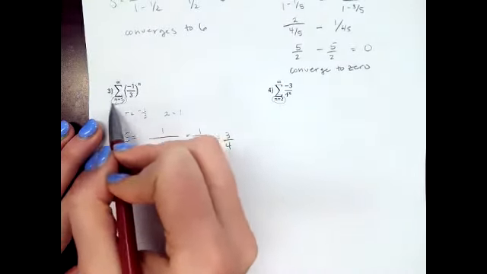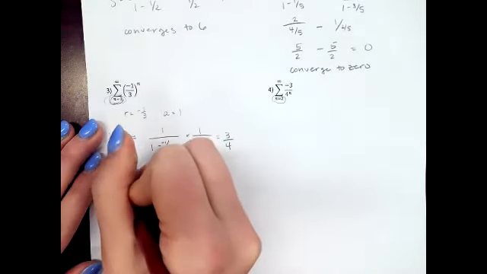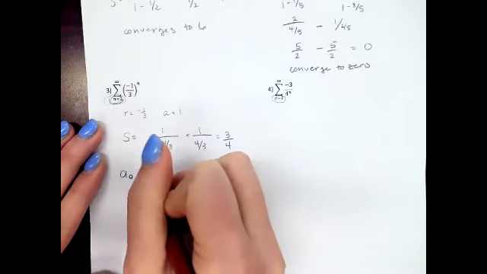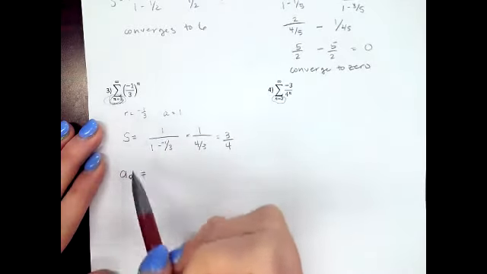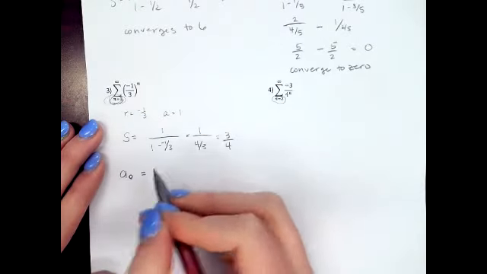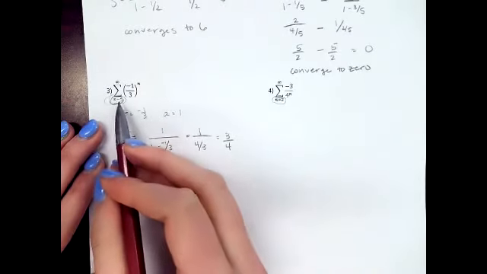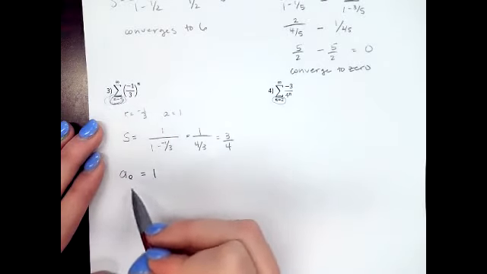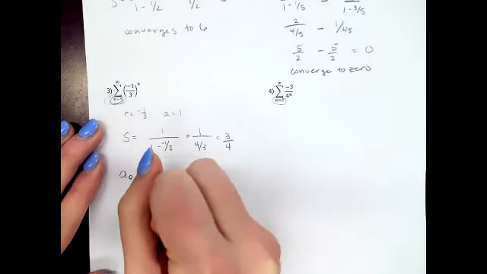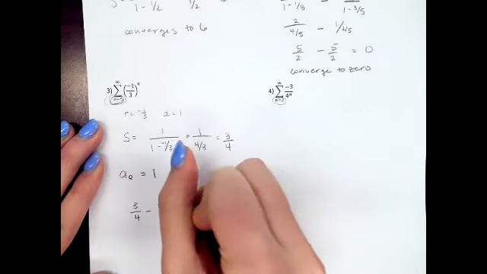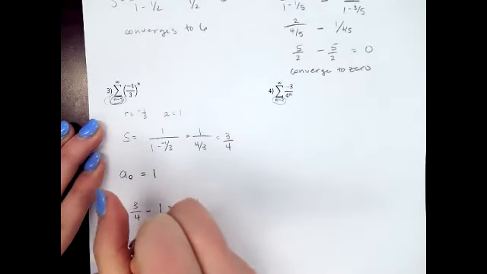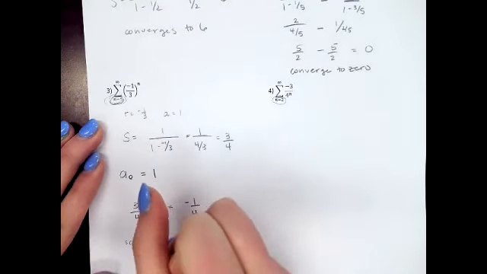Remember that this series started at 1. So I need to find the 0th term, A naught. The first term of the sequence, if I were to plug in 0 for n, would be 1. And I need to take that out from my sum since it's not included. This starts at 1, not at 0. We're going to take this out. So we're going to say 3/4 minus my A naught term of 1, and we'll have -1/4. So the series converges to -1/4.